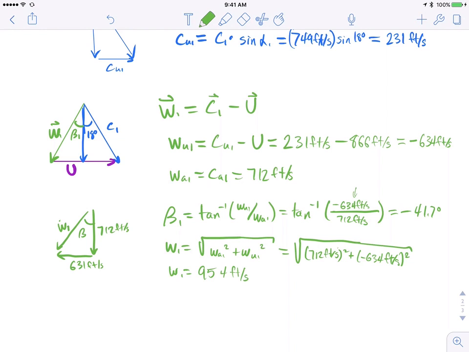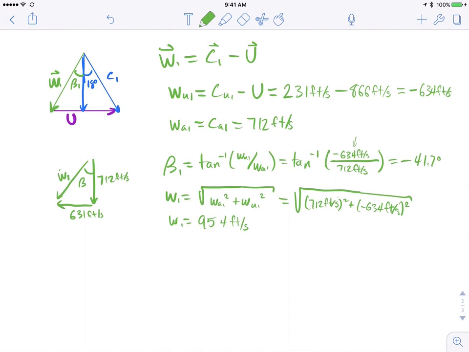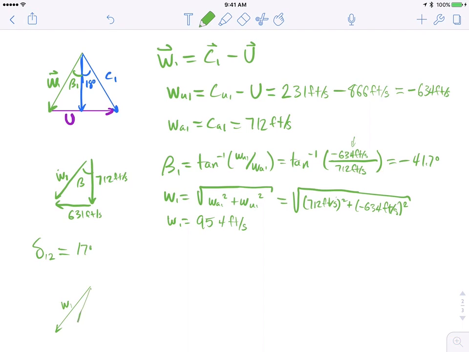Next, we want to calculate the relative velocity at the exit of our rotor blade row. To do this, we have to remember that we were given a turning angle. We are told that the rotor airfoil will turn the flow by 17 degrees. So if we've got our inlet flow angle at minus 41.7 degrees to axial, it's going to redirect our outlet flow by an angle of positive 17 degrees, or 17 degrees closer to the axial direction, in the counterclockwise direction.